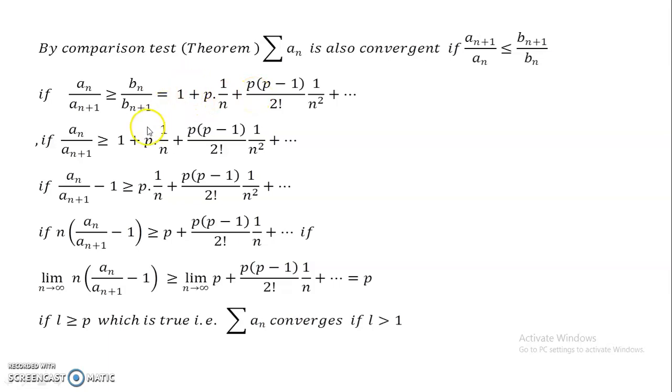Then we take this one on the left hand side, that is what we are having there, and then we have arrived at a_n/a_(n+1) - 1 ≥ P · 1/n, and then it is increasing the terms of n in the denominator, its power. And if I multiply n on both sides, then n(a_n/a_(n+1) - 1) is greater than or equal to P, remains here, and 1/n has gone here, and so on.